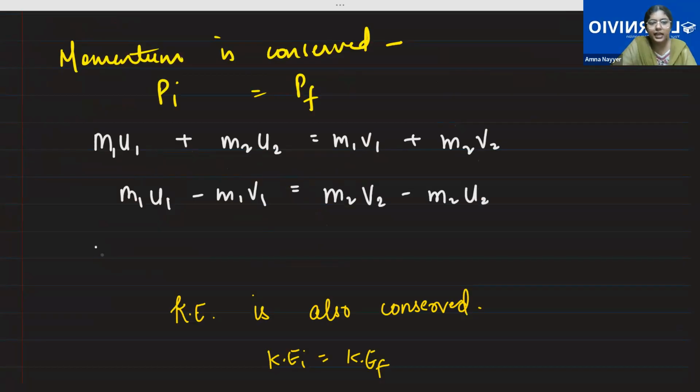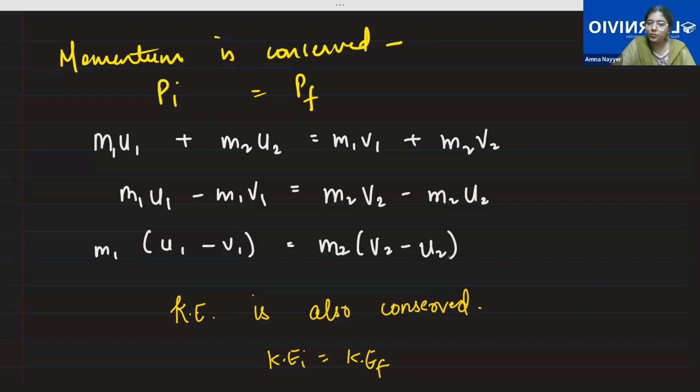Why did I do this? So that I can just take out m1 common. That gives me m1 into u1 minus v1. This gives me m2 into v2 minus u2. Got it? So this is one thing.